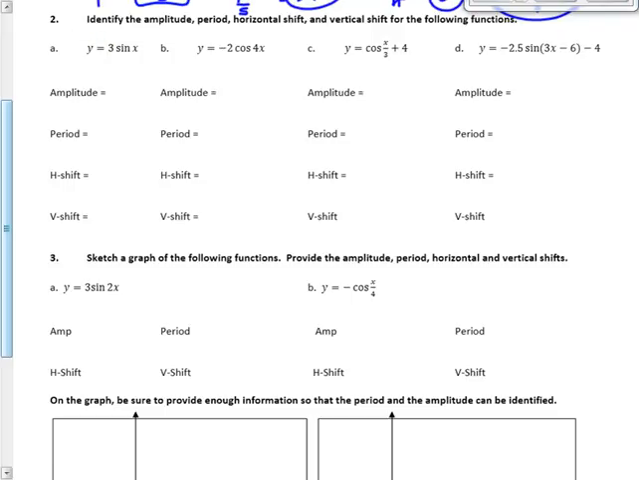Let me take a second and get the smartboard on so that my circle is actually on here.